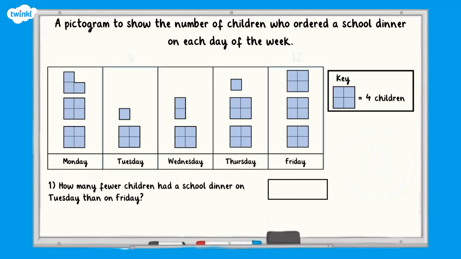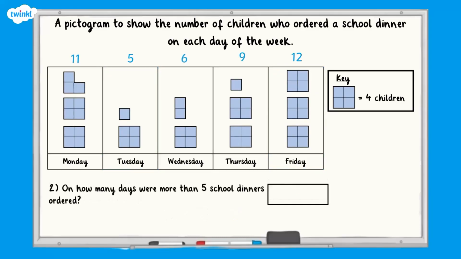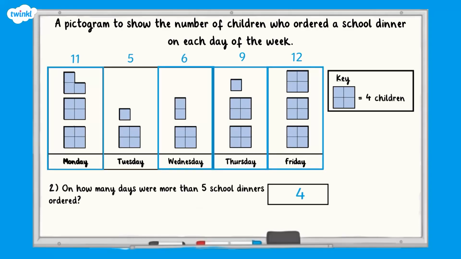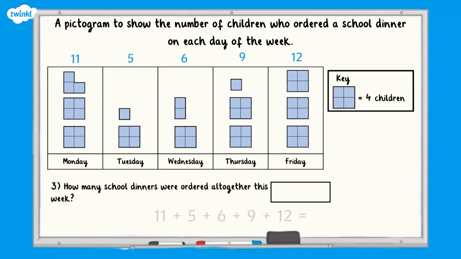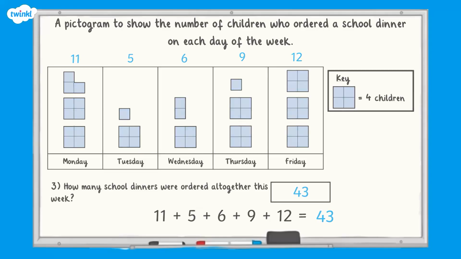Question 1. 12 children ordered a school dinner on Friday and 5 ordered a school dinner on Tuesday. So the answer is 12 subtract 5, which equals 7. Question 2. More than 5 school dinners were ordered on 4 days: Monday, Wednesday, Thursday and Friday. Question 3. To find the total amount, you need to add together each of the totals. 43 dinners were ordered altogether.